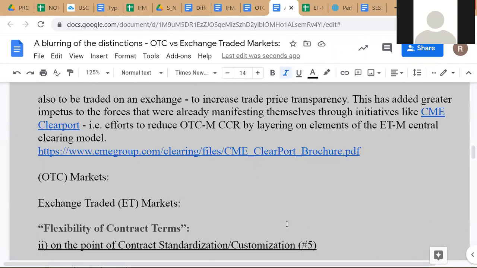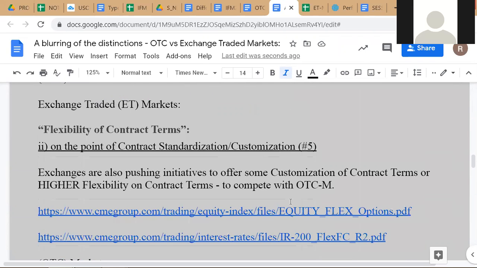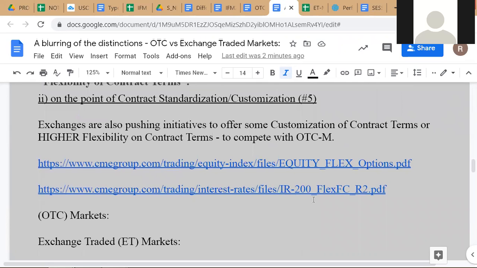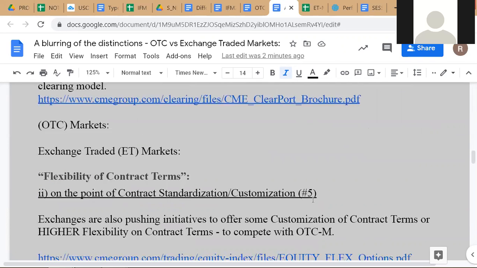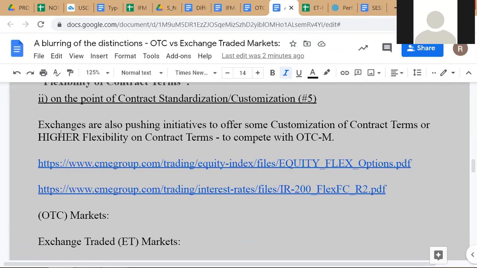Right, and there's also another element in this note, another point on which there is a little bit of blurring happening, which is contract standardization versus customization, okay? Here what is happening is the exchanges are trying to offer more flexibility.